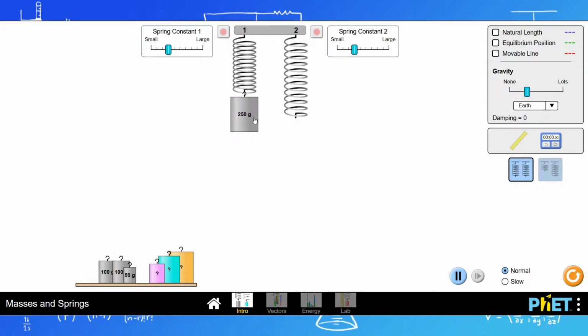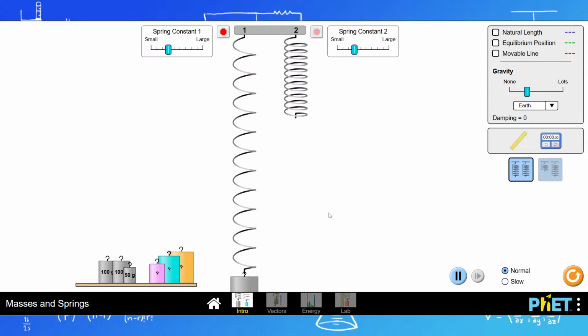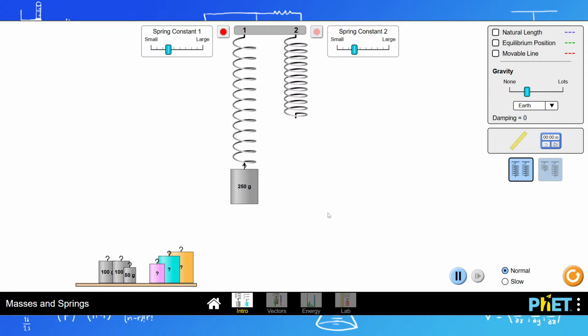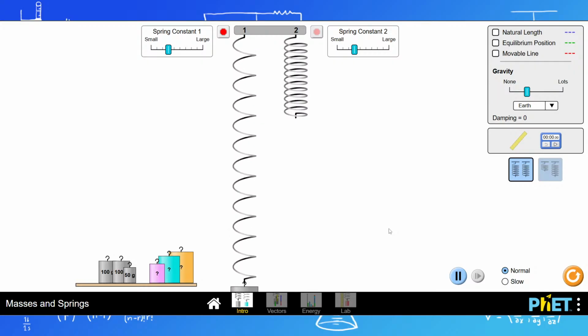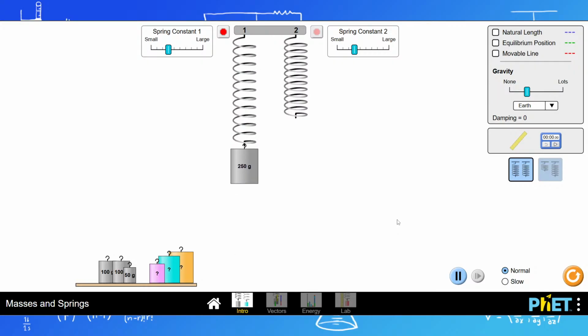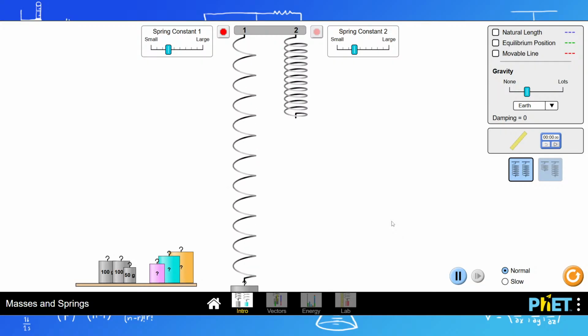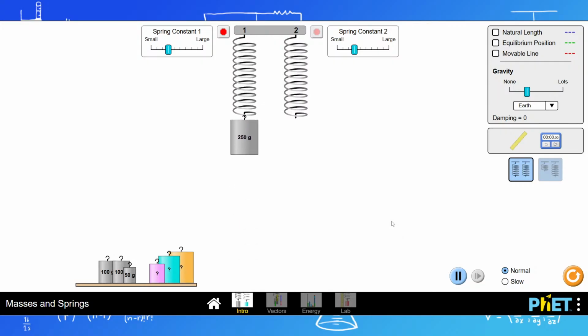And I'm going to go ahead and lift this thing a little bit above its equilibrium position and let it go. And oh, it goes so far down that it actually goes below the screen. How about that? But yeah, there you have it. You've got your simple harmonic motion. It keeps on bouncing back and forth between two extreme positions.